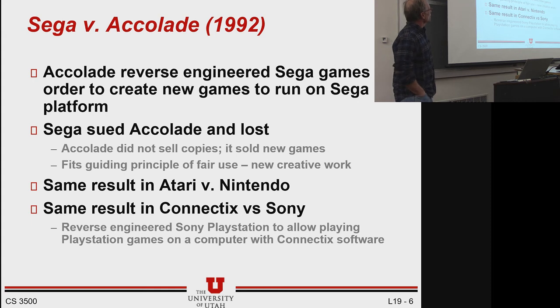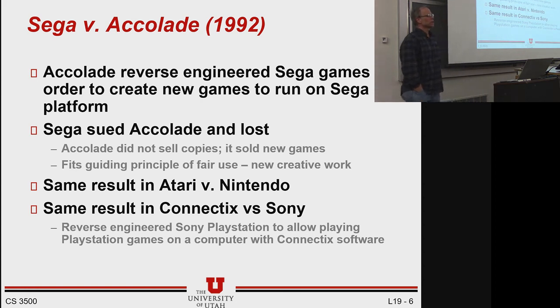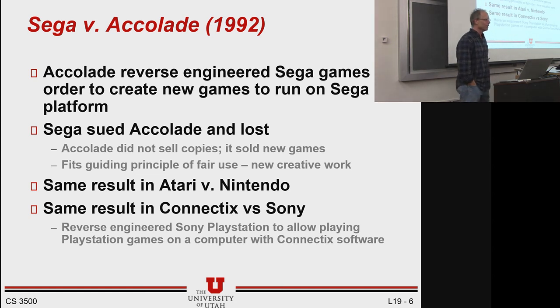So Accolade figured out how Sega games worked by reverse engineering them so they could produce new games to run on the Sega platform. Okay? Sega sued because they were reverse engineering copyrighted code, I guess, but they lost because Accolade didn't sell copies. They weren't copying the work. They were just using the work to figure out what the API was essentially, and then creating new games.